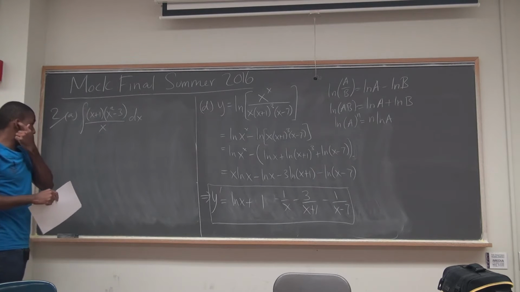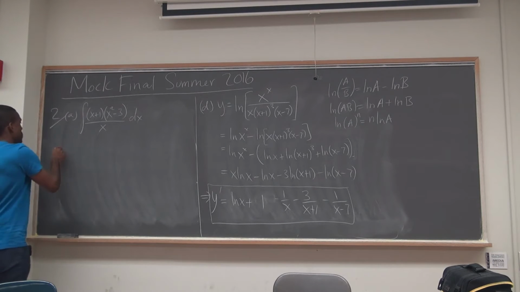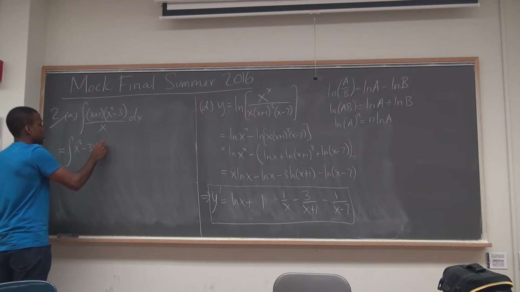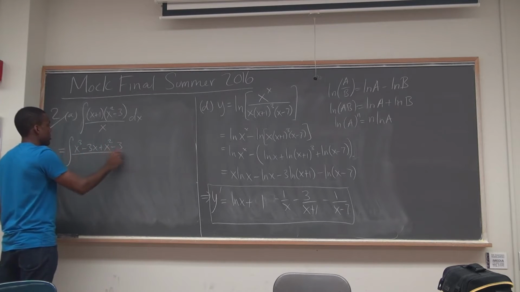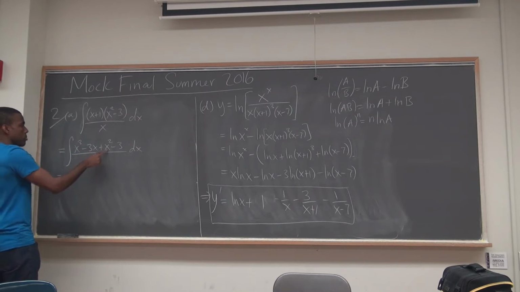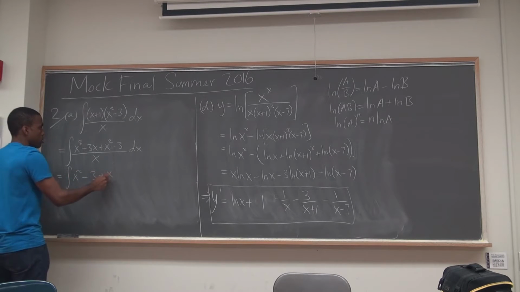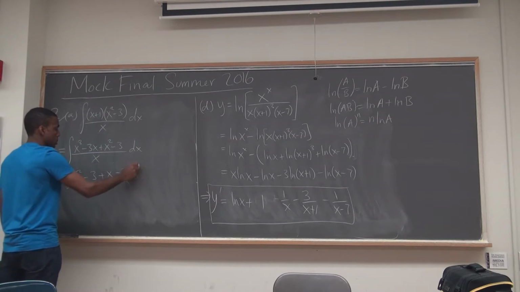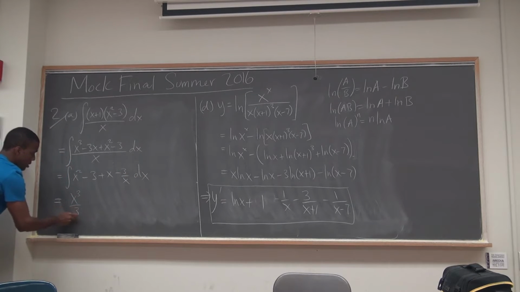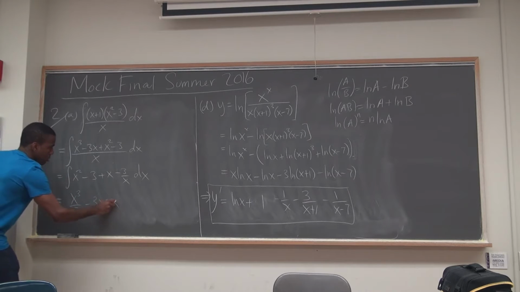Okay, that was problem 1. Moving on to problem 2. I multiply at the top, x cubed minus 3x plus x squared minus 3. Divide x into each term. So I get x squared minus 3 plus x minus 3 over x. And then it's power rule. So x cubed over 3 minus 3x plus x squared over 2. This guy's the ln.